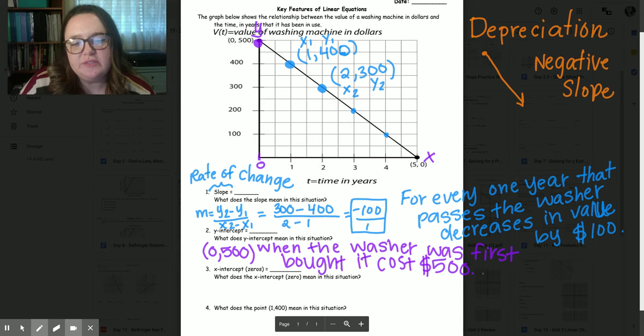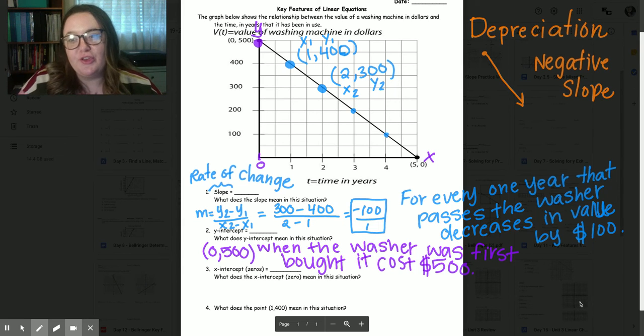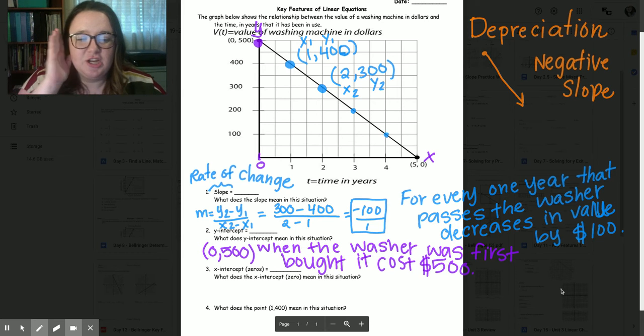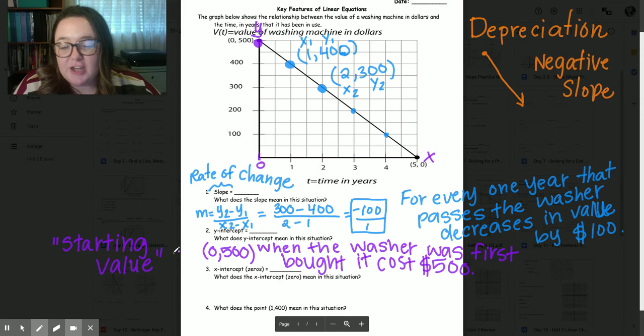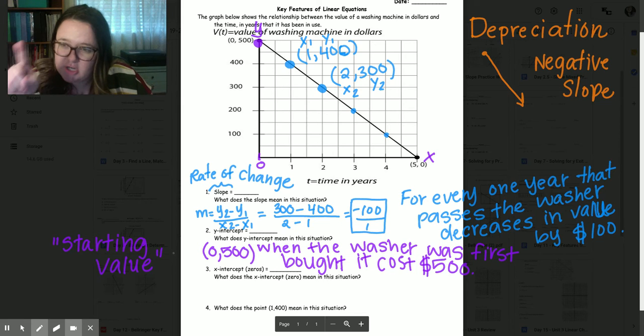When the washer was first bought, it cost $500. Now you could have worded it differently. You could have said at year 0, the value of the washer was $500, or before it depreciated, it started at $500, right? That is like the starting point. And I'm going to put that here because we sometimes and most often refer to that y-intercept as the starting point or the starting value. You will see that when you're going to make your own graphs, that y-intercept is always your starting point.